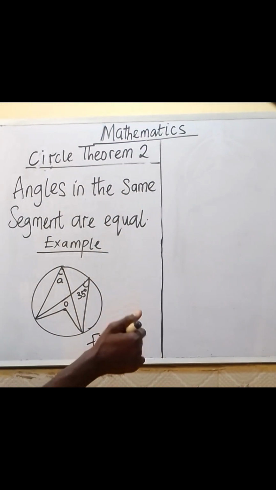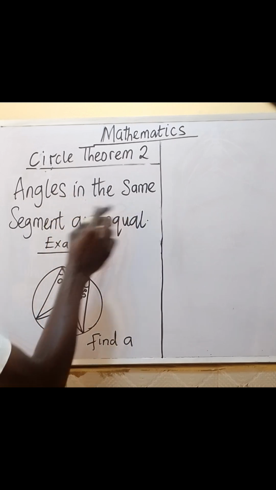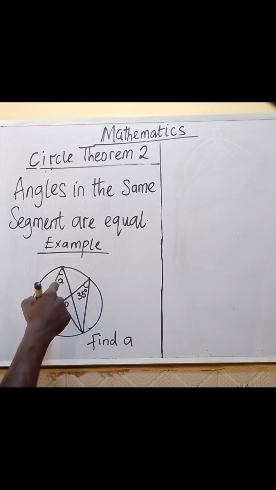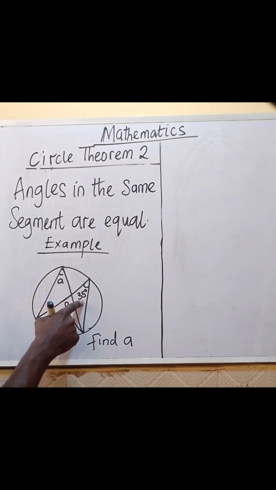Second theorem, theorem 2. It says angles in the same segment are equal. When angles appear in the same segment, they are equal. And look at this. They gave us this circle, and they gave us A here, and 35, and this is the center of the circle.